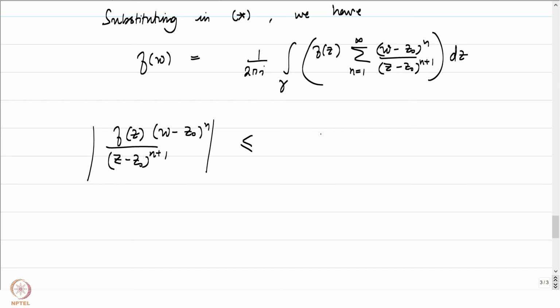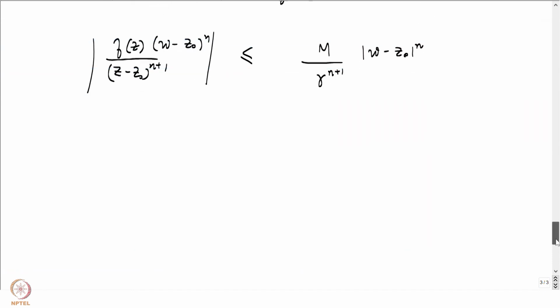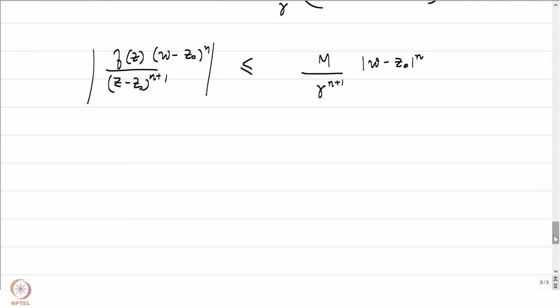z is coming from the circle of radius r around z0, and we have already put a bound for f on that circle. This is going to be less than or equal to M by the absolute value of z minus z0, which is always equal to r to the power n plus 1 in the denominator, times the absolute value of w minus z0 to the power n. And w being from the disk of radius r, this number is going to be less than r. So hence this is less than or equal to M by r into rho to the power n, where 0 is less than rho less than 1.